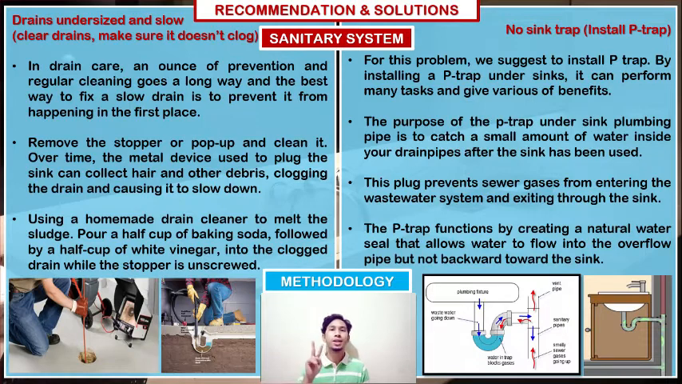Then the second problem is no sink trap. For this problem, we suggest to install at least a P-trap. By installing a P-trap, it can perform many tasks and give various benefits. The purpose of a P-trap is to catch a small amount of water inside the drain pipe after the sink has been used. This plug prevents foul gases from entering the wastewater system and exiting through the sink. Lastly, it creates a natural water seal that allows water to flow into the overflow pipe but not backward to the sink.